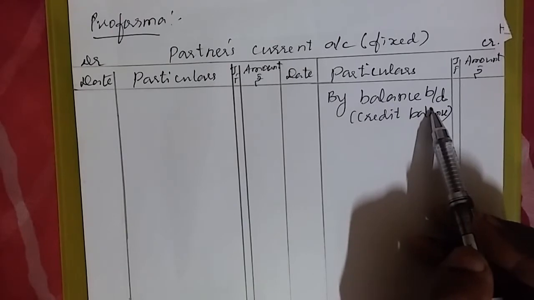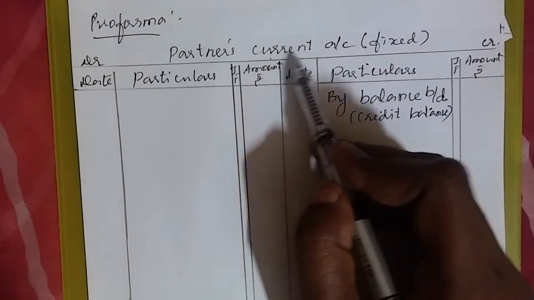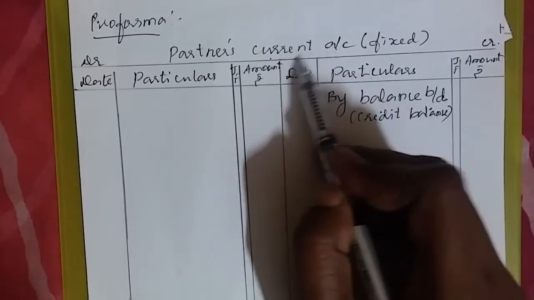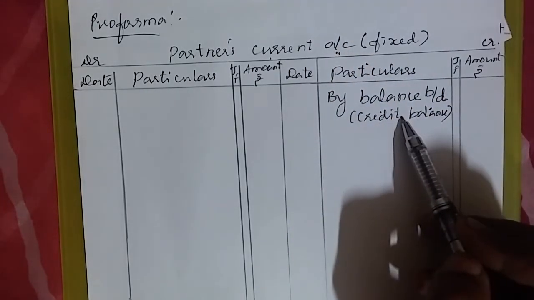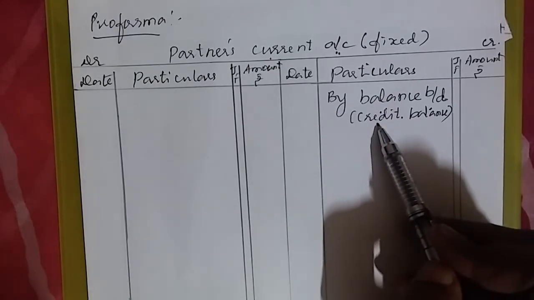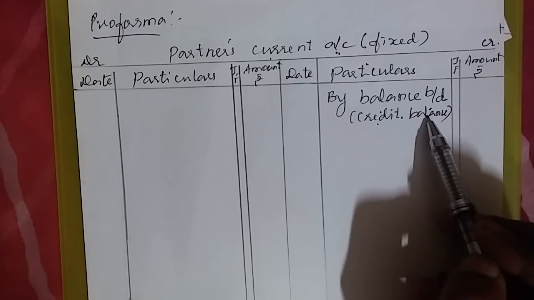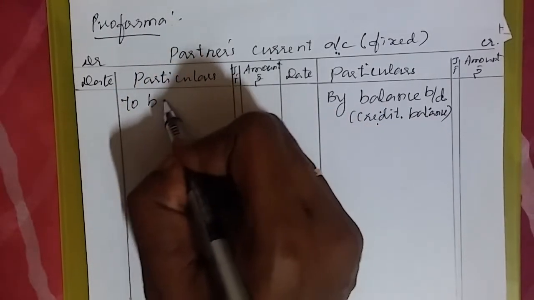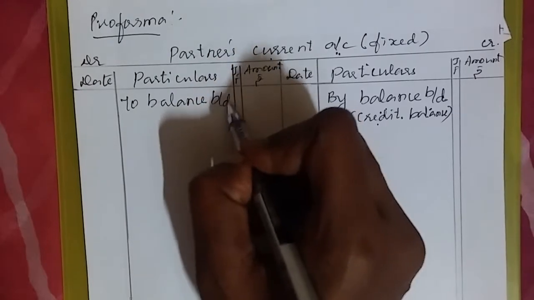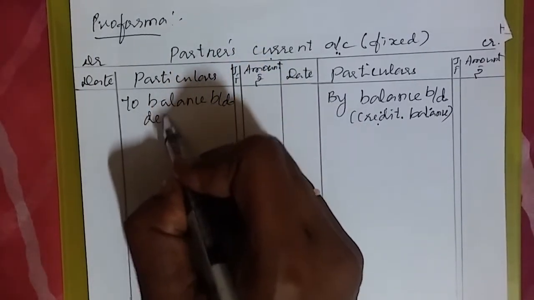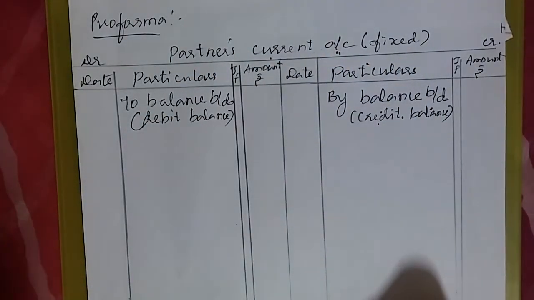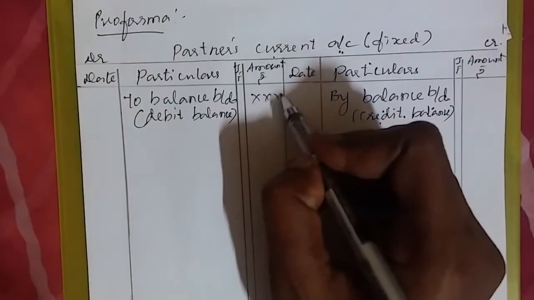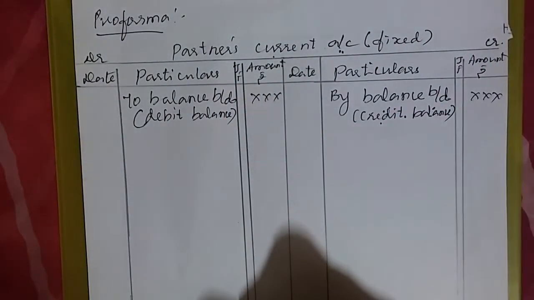This balance brought down is the opening balance of current account. Current account balance we do get in the question. When we get the current account balance, we write it here in the ledger. If there is a credit balance, we write that opening balance of current account on the credit side. If we get a debit balance, we should write the opening value as to balance brought down on the debit side. So it is based on the information. Here also I write X, because it is a pro forma.